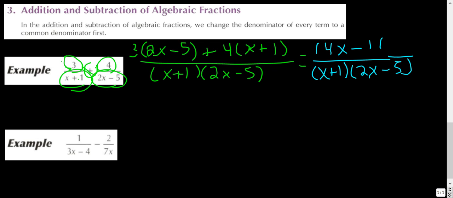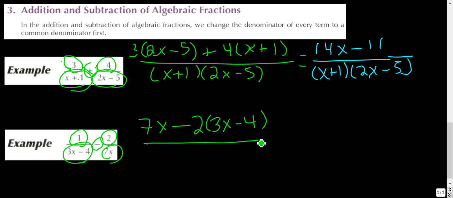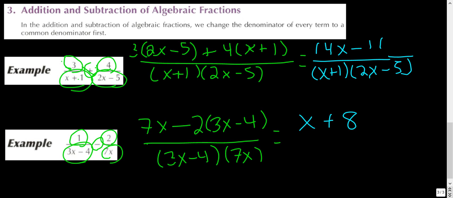Now, if we were to do the same thing with subtraction, same process. 1 times 7x makes 7x. We subtract now instead of add, and we get 2 times 3x minus 4, and we divide by 3x minus 4 times 7x. If we were to simplify this pretty quickly, 7x minus 6x would give me x. I've then got a positive 8 when I simplify, and you can keep the bottom factored. Again, it makes it easy for some operations later on.